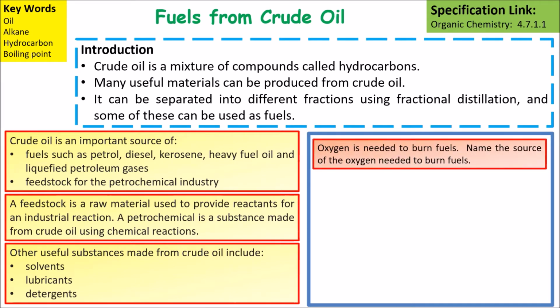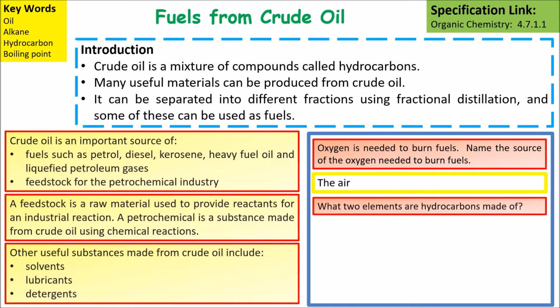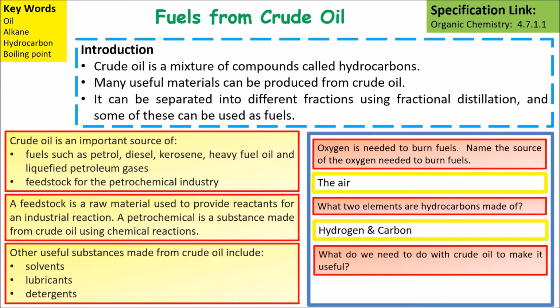So oxygen is needed to burn fuels. So name the source of the oxygen needed to burn fuels. That would always be from the air. So what two elements are hydrocarbons made of? That would be hydrogen and carbon. And what do we need to do to crude oil to make it useful? So to make crude oil useful, it needs to be separated out using fractional distillation.